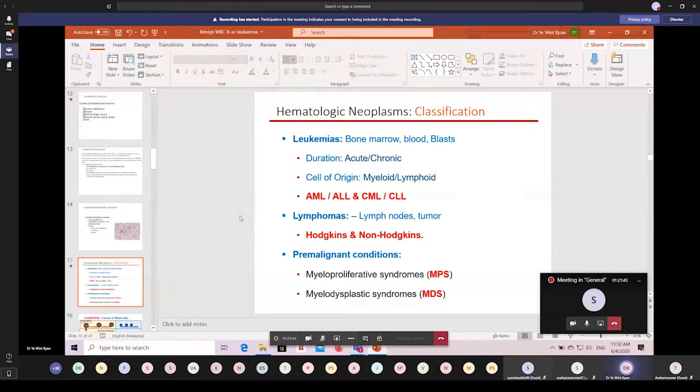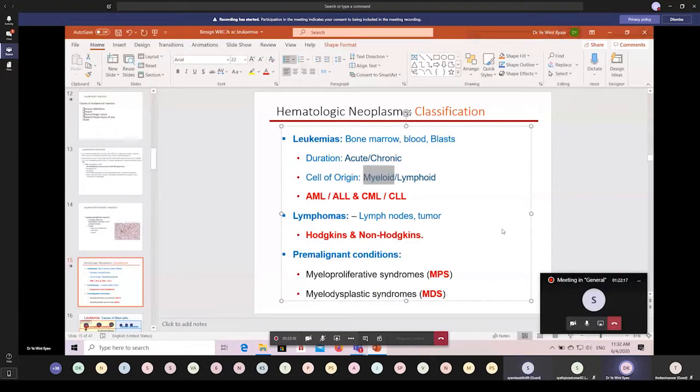So now, beginning leukemia. Leukemia, I mean acute or chronic, myeloid or lymphoid cell. What is myeloid? What cells are under the myeloid series? Neutrophil. Not only neutrophil, other cells.